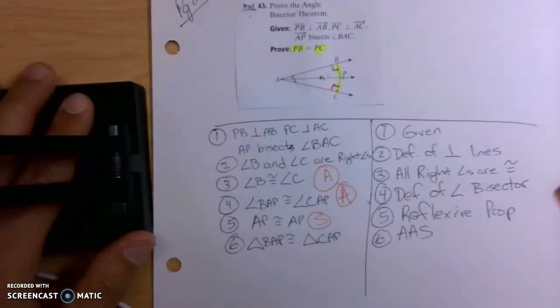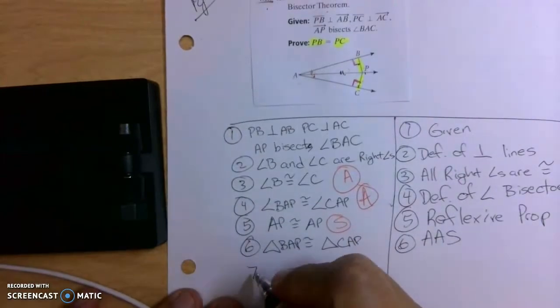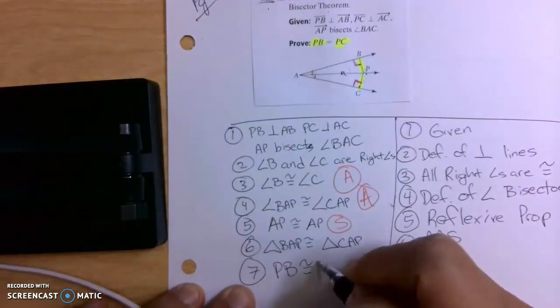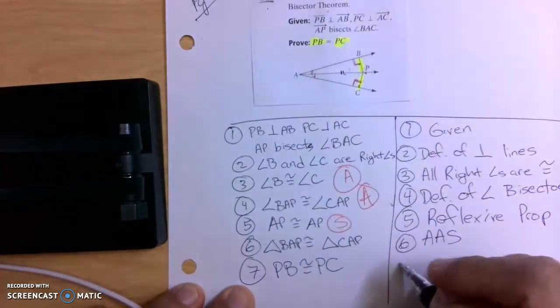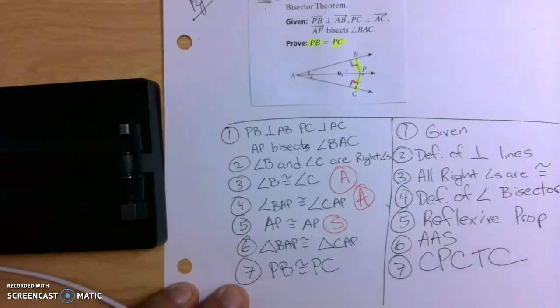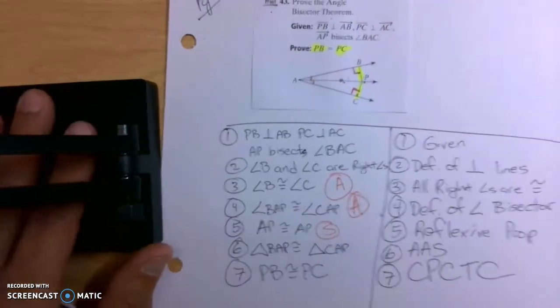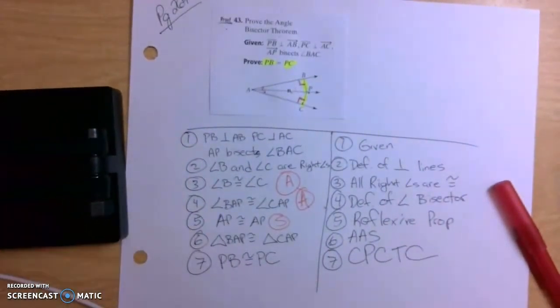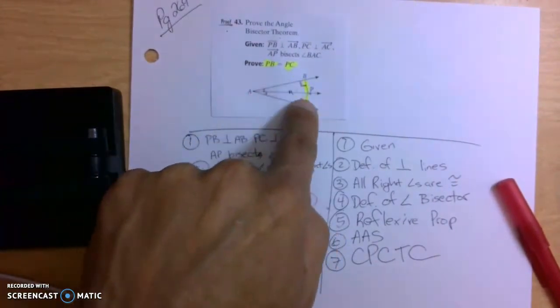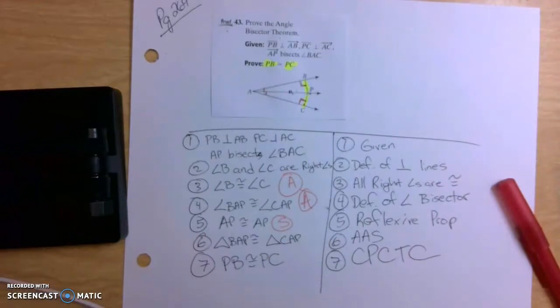And then finally, since I've got two congruent triangles, those two yellow side lengths, PB is congruent to PC, these two yellows, because those are corresponding parts inside congruent triangles. Therefore, they are congruent themselves. And that is 43, proving why, if I'm on an angle bisector, those two yellows would be equal.